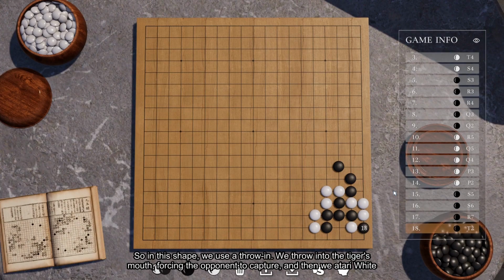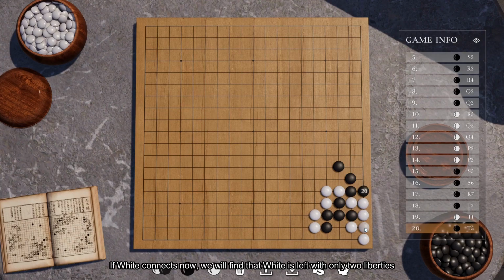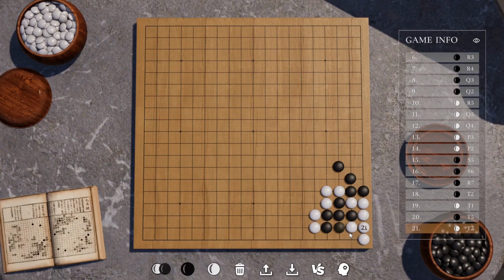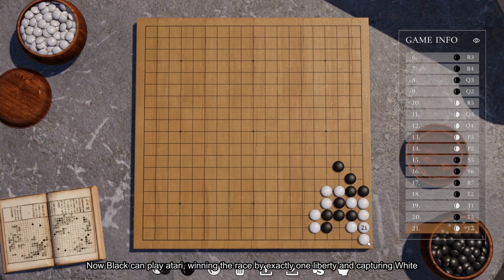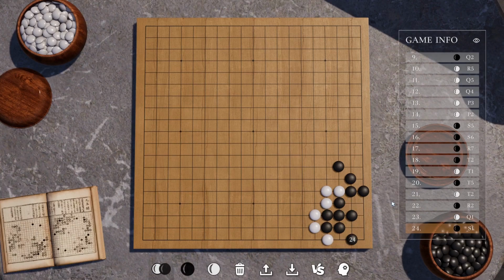We throw into the tiger's mouth, forcing the opponent to capture, and then we Atari white. If white connects now, we will find that white is left with only two liberties. Okay, my throw-in forced white to add an extra stone at this position 1, which reduced white's own liberties. Now, black can play Atari, winning the race by exactly one liberty and capturing white.